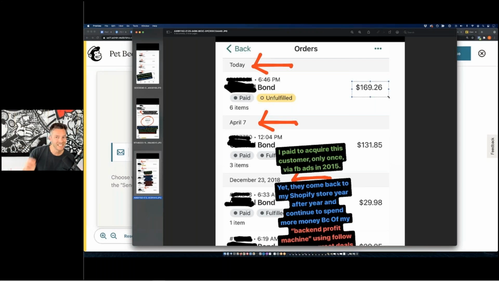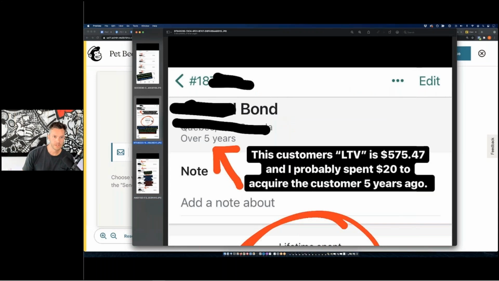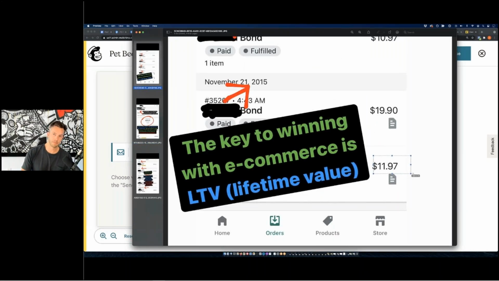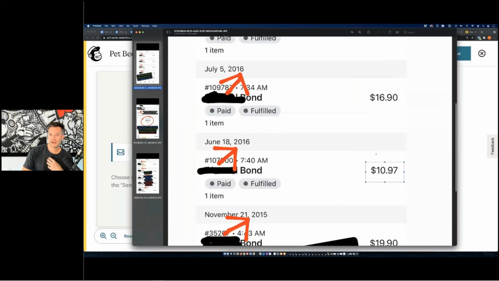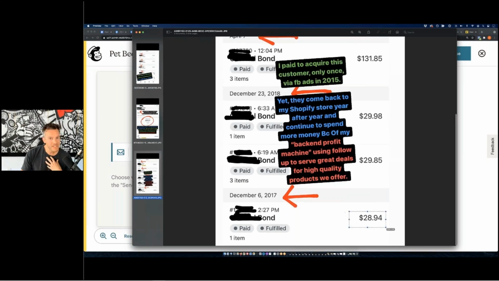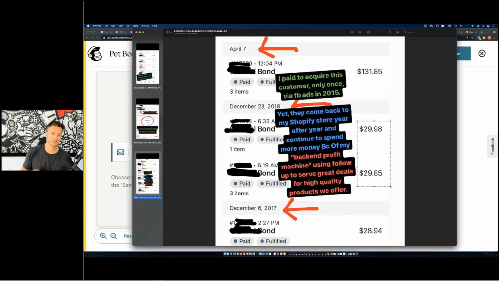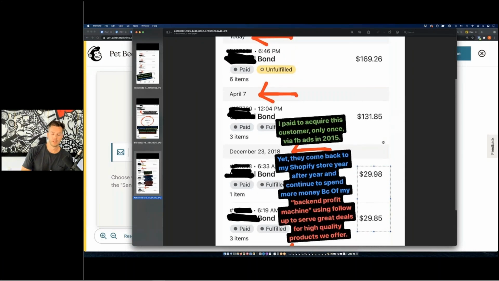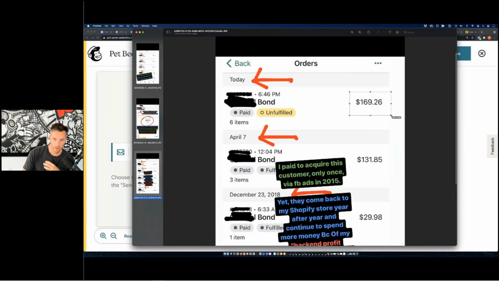They spent $169, bought 6 items from me, and now over 5 years, they have spent $575 with me. But I want you to look at how this journey works here. They started spending $11 here, $10 there, $16 here. Then they spent $28, but then this day they spent $60 because I have Profit Pal. And then as I've optimized my store with upsells and print on demand, $131 and then $169.